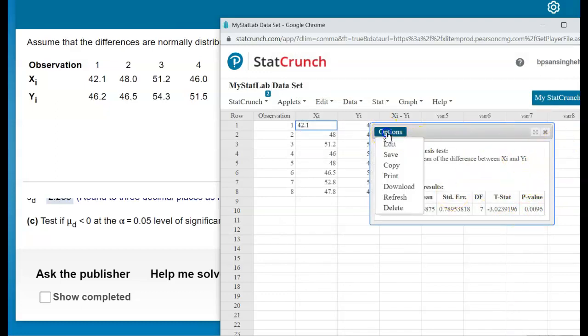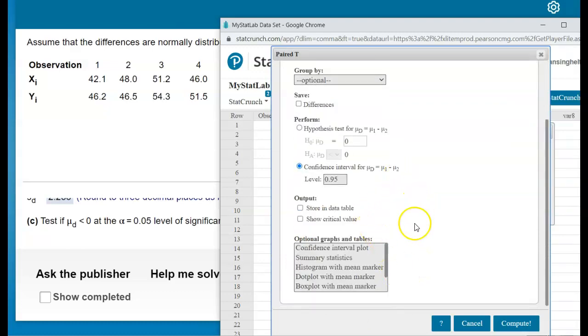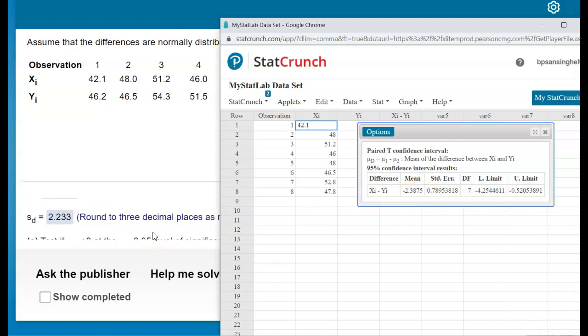We can also do a confidence interval instead. At the 95% confidence level, we can do a confidence interval. I also want to point out that you can have it give you summary statistics and a box plot within this t-test as well. But we don't need that for this problem, so we'll just hit Compute, and we're given our confidence interval. Again, it tells us a mean and a standard deviation. So negative 2.388 is also found there.